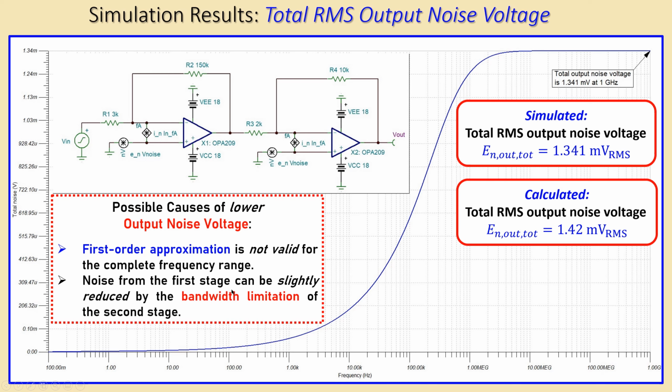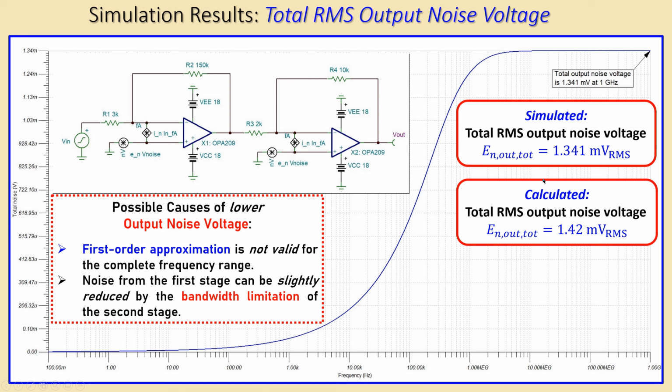Now, the noise from the first stage can be slightly reduced by the bandwidth limitation of the second stage. Because the pole of the first stage and the pole of the second stage will interact with each other, they will cause a pole splitting. That will make the actual signal bandwidth, or the cutoff frequency, lower. We have seen that also in the Bode plot. It was 348 kilohertz and not 353 kilohertz. So the difference is of course just 5 kilohertz, but the noise bandwidth will also be a little bit different. So that can be explained by that pole splitting due to the two stages.